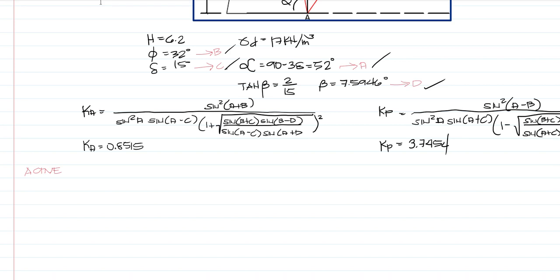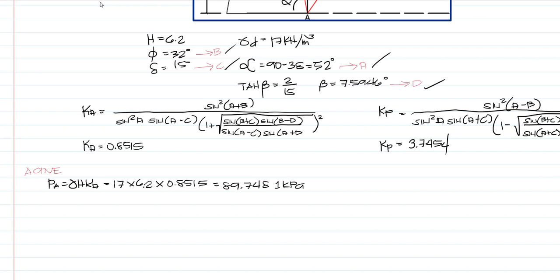P sub A is automatically gamma H Ka. So that is just equal to 17 times 6.2 times yung Ka na nakuha natin. So that is 0.8515. So our P sub A or the active pressure will be 89.7481. So ito yung active earth pressure natin.